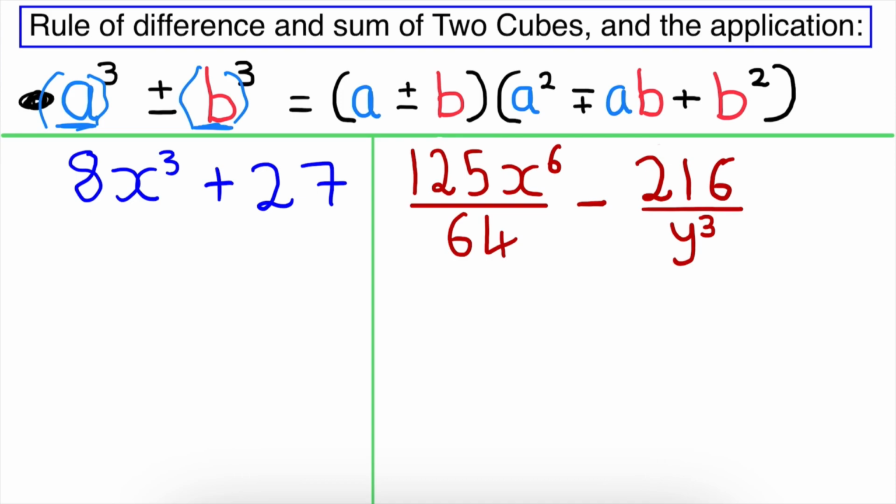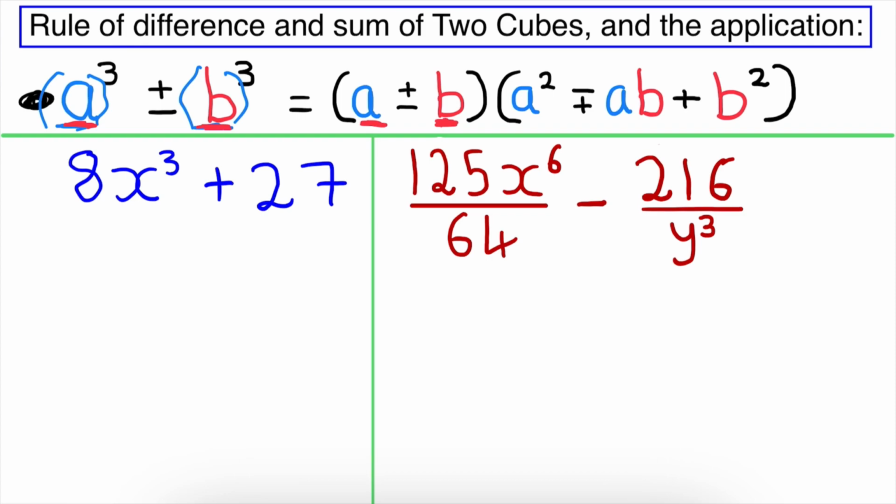So now let's move to the factorization, okay? Into the factorization, we have a here and we have b here. You see, we took only the bases. So you take the first base, you put it here. Then you take the second base, you put it here, right? So you're going to have a plus or minus b.